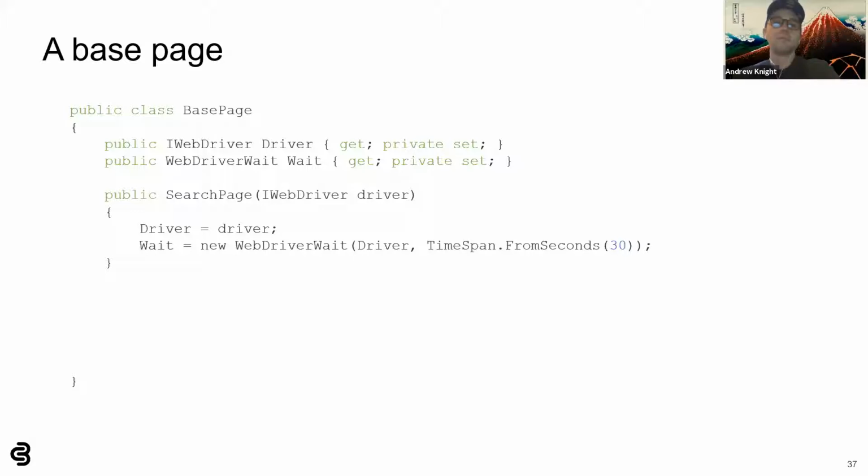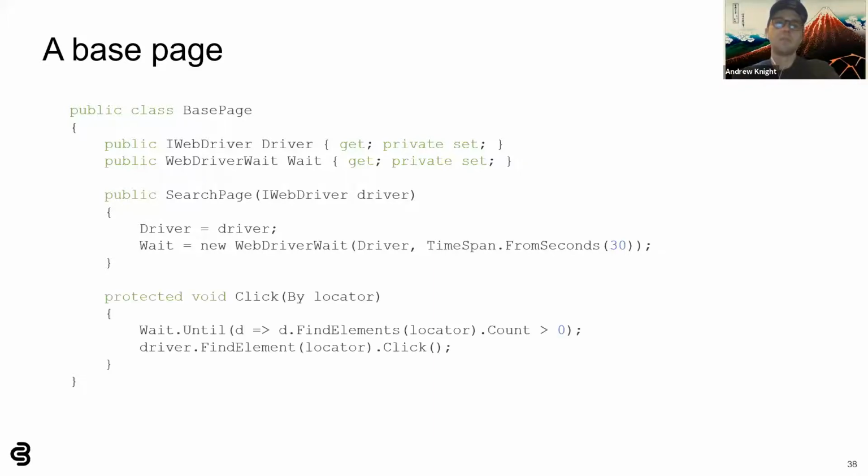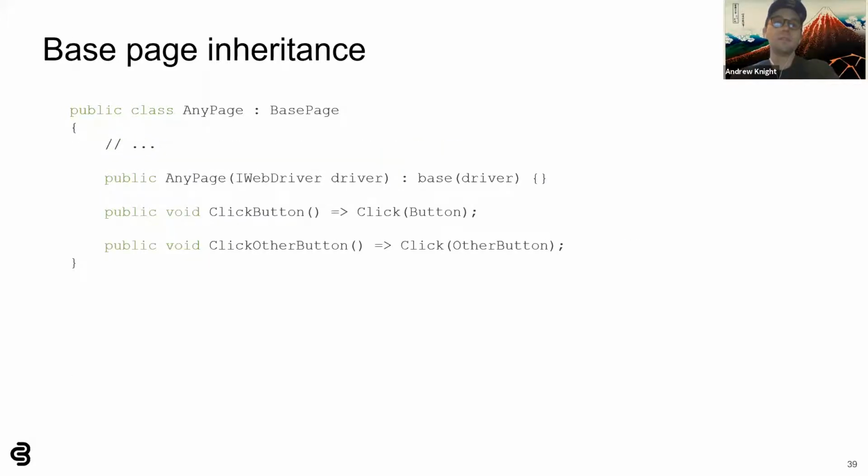The base page will have variables for the WebDriver and the wait object, much like the other pages. It will also provide common interaction methods, such as this click method that can click on any elements. Abstraction for the win, right? Child pages will inherit everything from the base page. Child page interaction methods frequently just call base page methods.